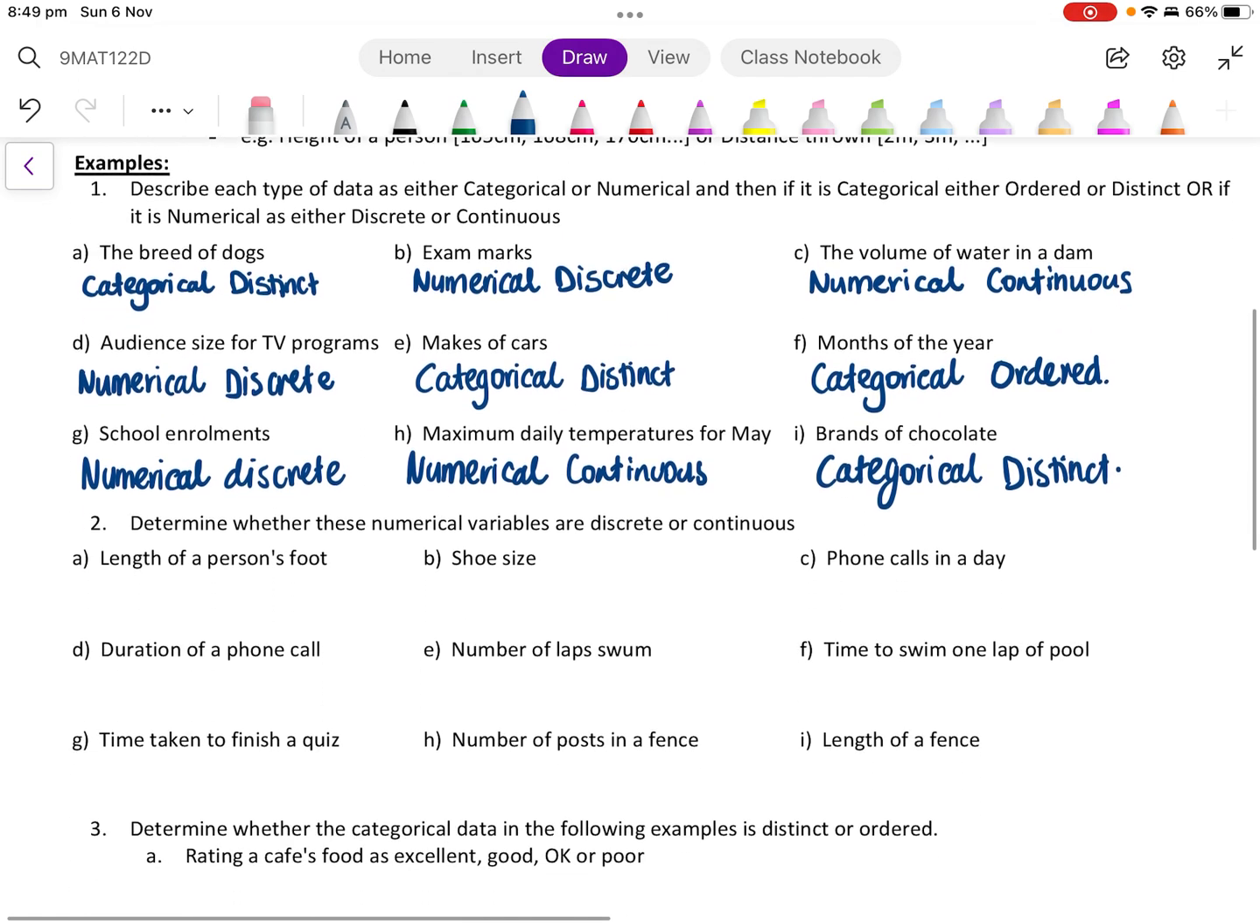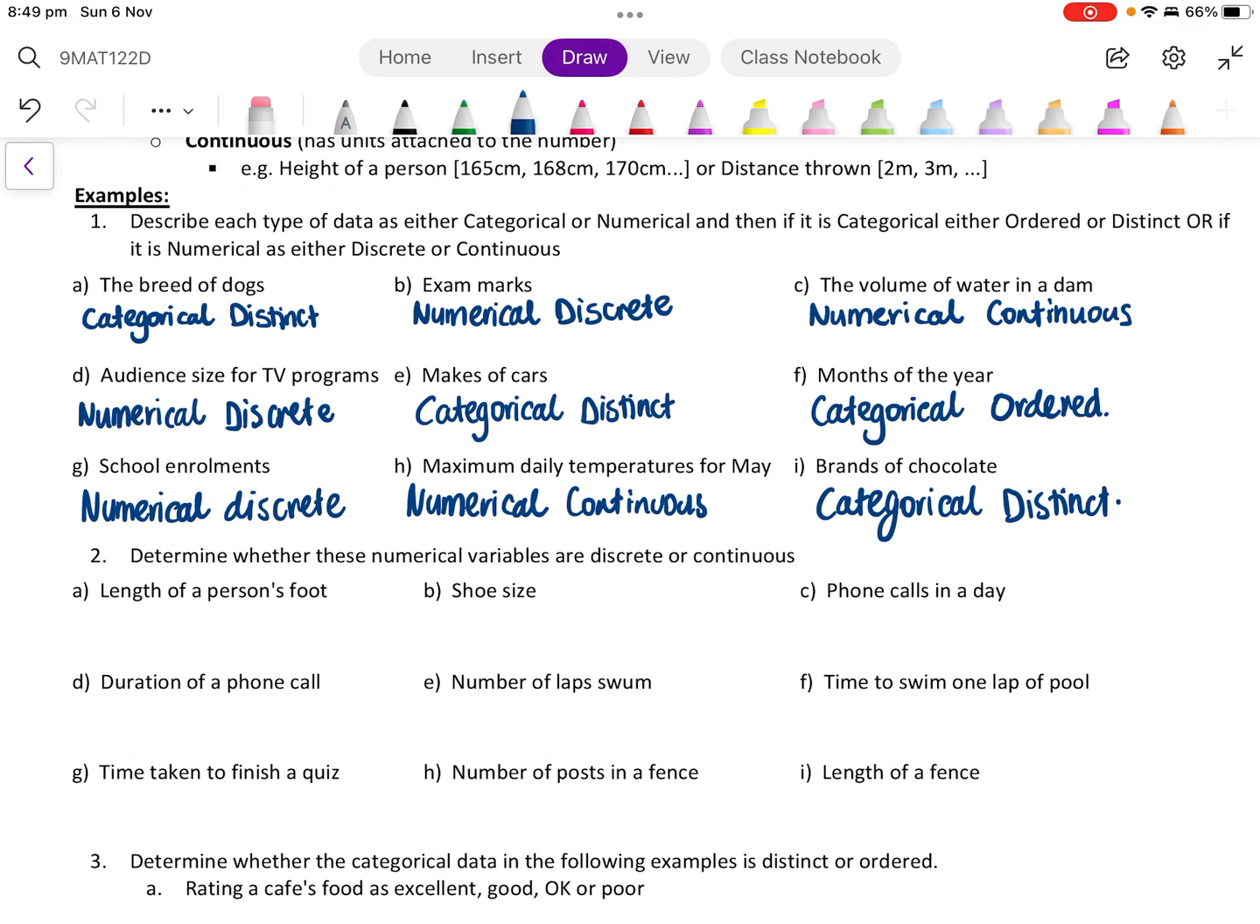Looking at example 2, we're now just going to say whether these numerical variables are discrete or continuous. So remember, discrete is a whole number. Continuous means it has units attached. So the length of a person's foot, we measure that, so it is continuous. A person's shoe size. Now, shoe sizes are whole number values and they don't have units attached to them, so it is discrete. Even though we can get half a size, it's still discrete because we don't have whole units attached to it. Phone calls in a day is also discrete.